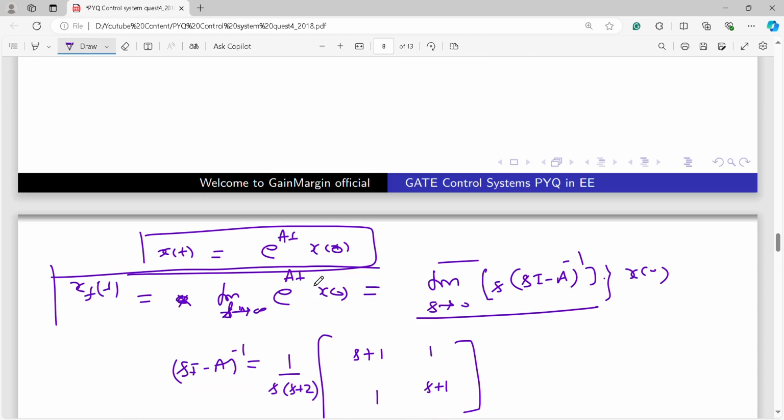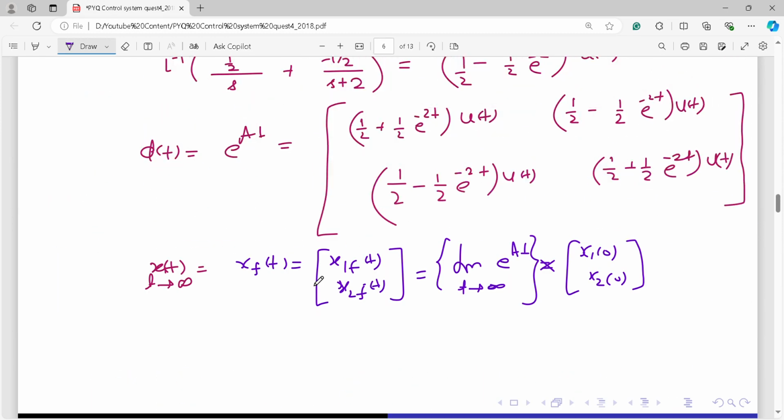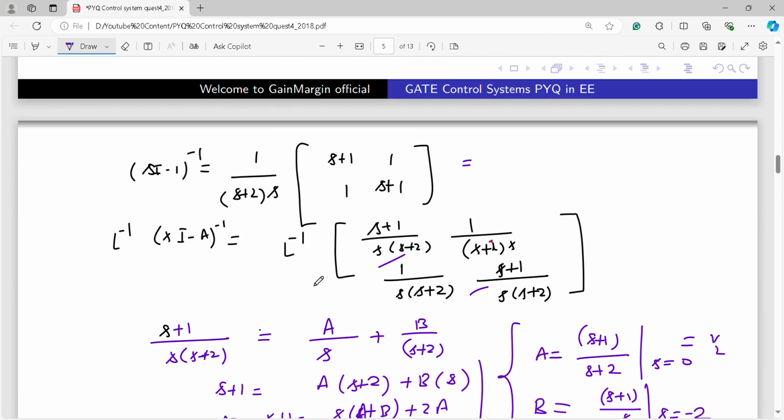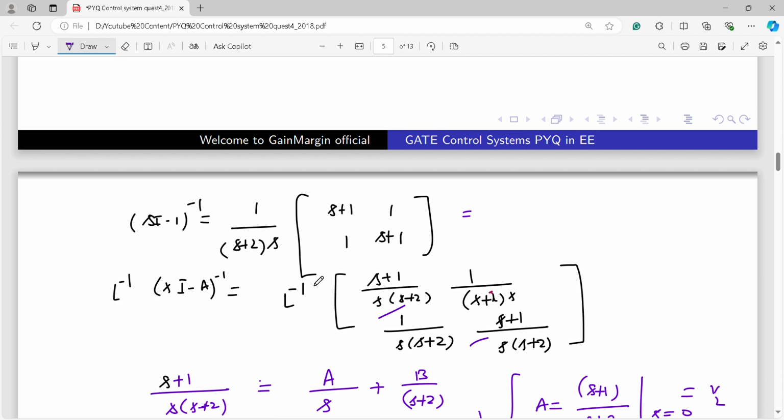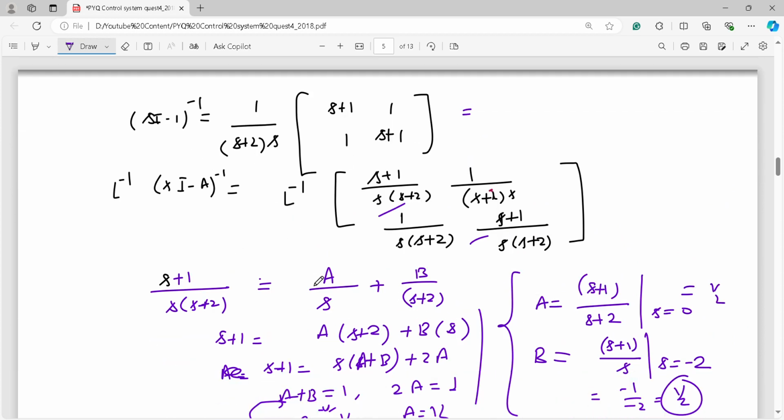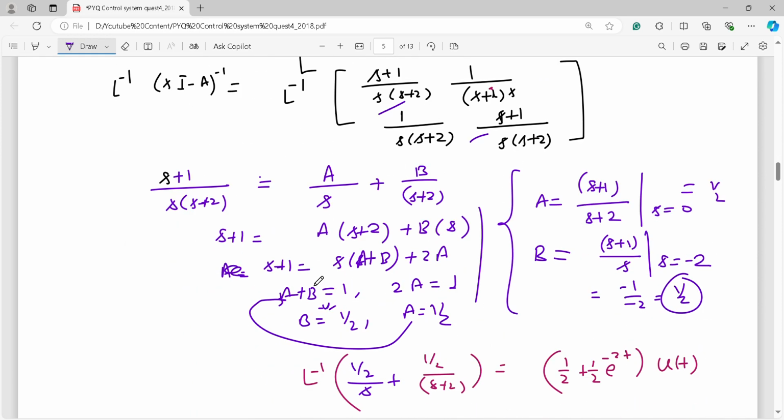Okay, so that's all. Hope you understood. First we applied the standard way, and then, rather than going for the standard way, we can apply the final value theorem. No need to convert from Laplace to the time domain.